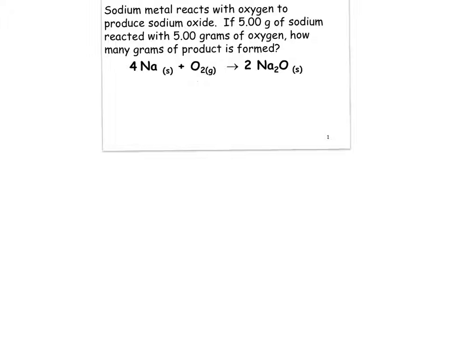And we're going to say I've got 5 grams of sodium. Mass over molar mass will give me the number of moles. So that's mass over 23, and that's equal to 0.22 moles. If I do the same thing for oxygen, I'm going to say I've got 5 divided by 32, and that gives me 0.156.